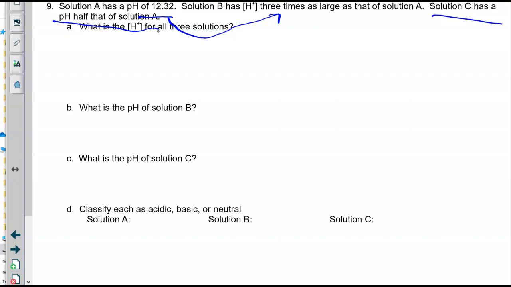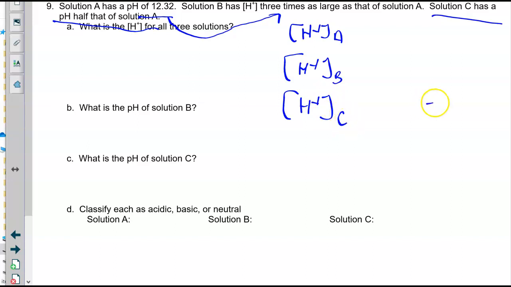So you're going to navigate through those pieces and the relationships that are given here, and you're going to figure out the H plus for all three concentrations. You're going to show your work and tell me the H plus value for A, the H plus value for solution B, and the H plus value for solution C. You're going to do that in the space provided on your worksheet. Then you're going to tell me the pH of solution B, then the pH of solution C. And then you're going to tell me for each solution if they're acidic or basic, and you're going to justify.